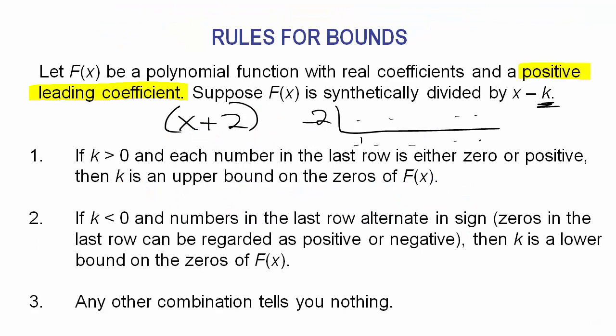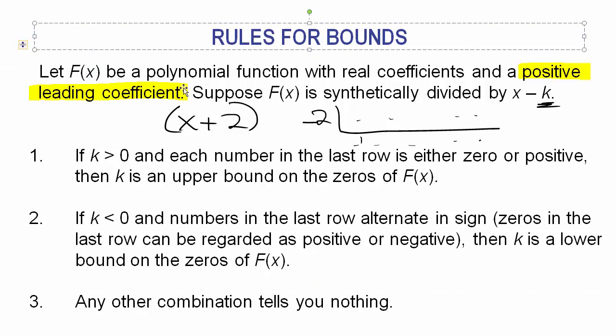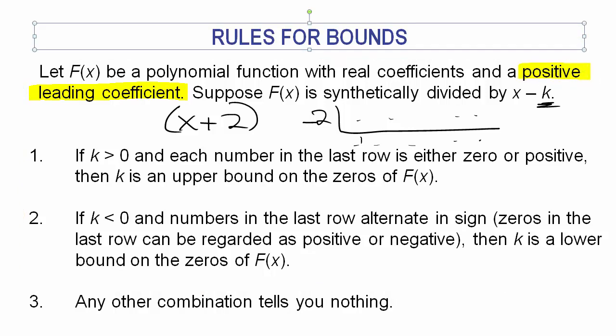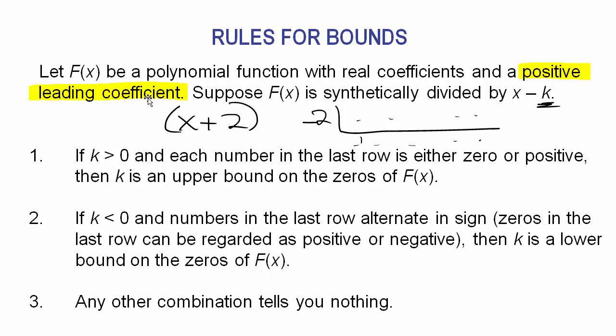Okay, how about finding bounds for what those numbers possibly could be? We now know how many we can have. We're going to have either 2 or 0, or 3 or 1, that kind of thing. But what could those numbers actually be? Well, if we have some polynomial function with real coefficients and a positive leading coefficient, that's what's important, that means the number in front of the highest power has to be positive. Even if you have a polynomial that doesn't have a positive leading coefficient, you can just multiply it by negative 1 and turn it into one that does, and then the rules work.